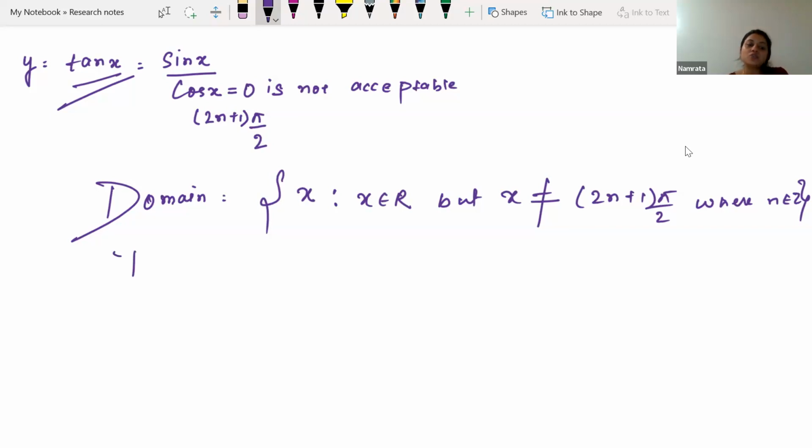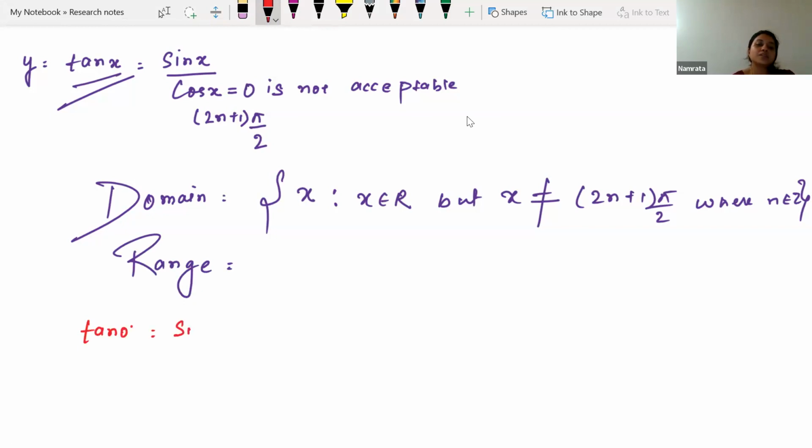Now what can be the range? What can be the value of tan x? Let's check it. For tan, let's check all the values, and then we will be plotting the graph, which will also help us to plot the graph. So I'm going to find tan 0.